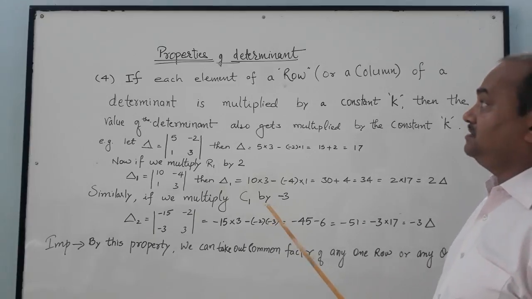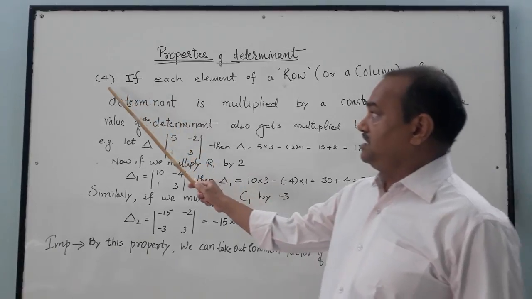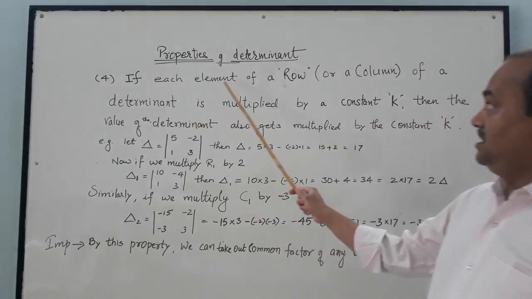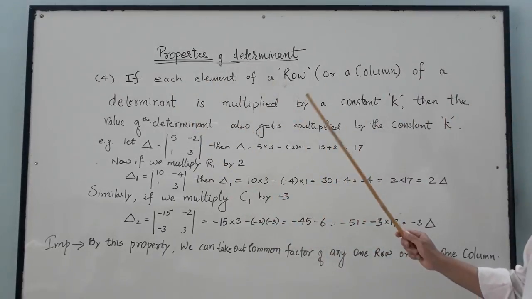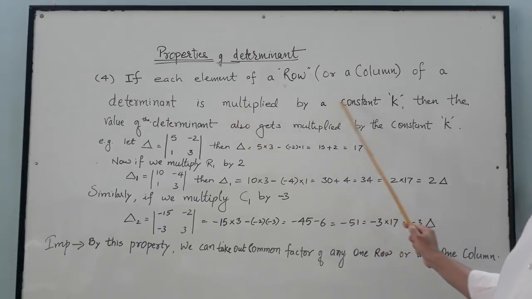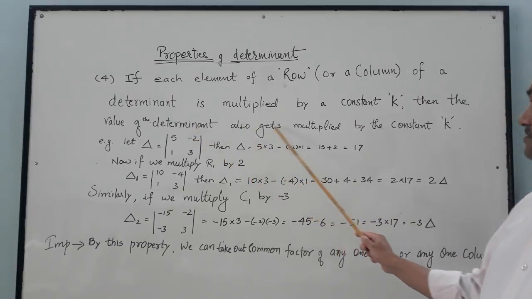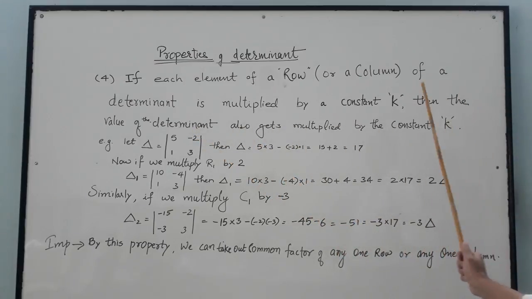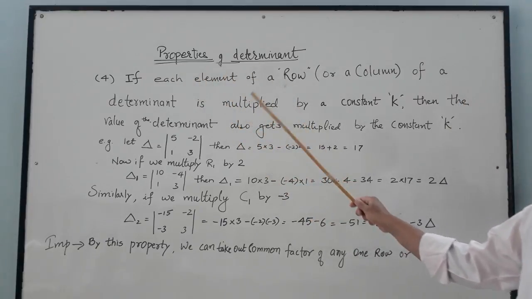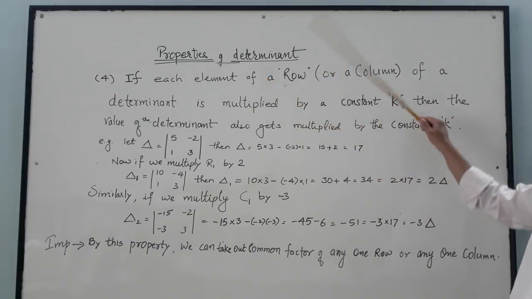In continuation with the properties of determinant, let us study property 4 now today. If each element of a row or a column of a determinant is multiplied by a constant, then the value of the determinant also gets multiplied by the constant k. This is the property, and this property is used to simplify or solve the questions related to determinant.